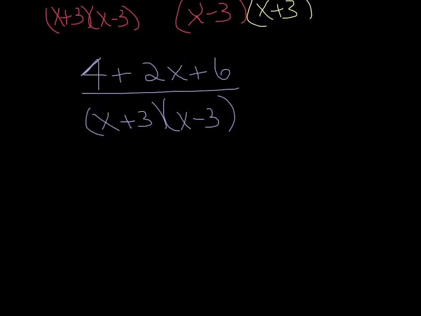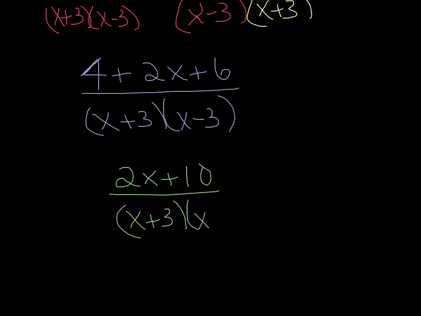What do we do next, Brianne? Why, yes, we combine like terms on the top. Very, very good. So this is going to be 2x plus 10 in the top over an x plus 3 and an x minus 3.